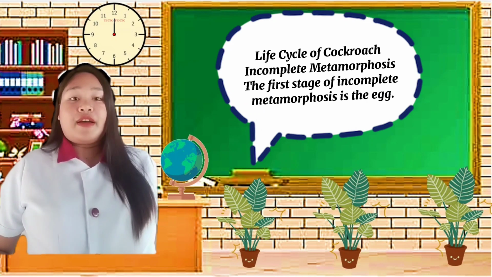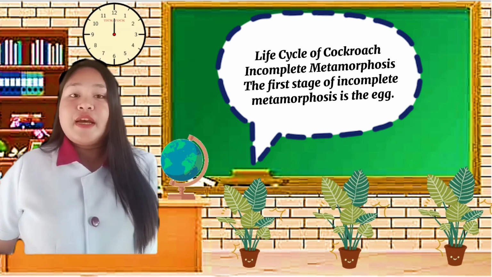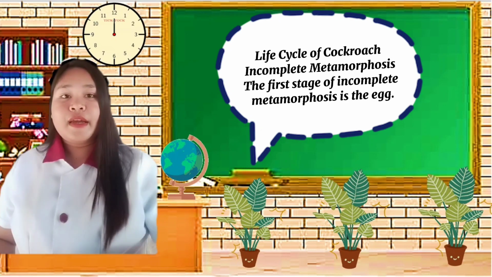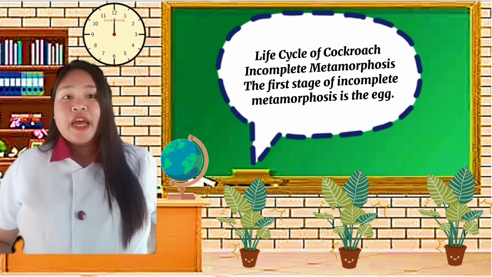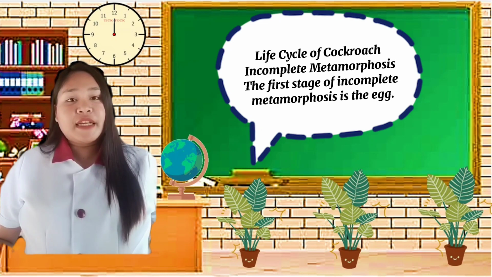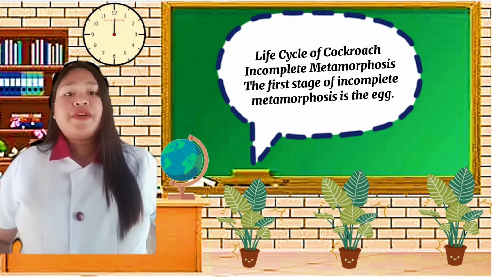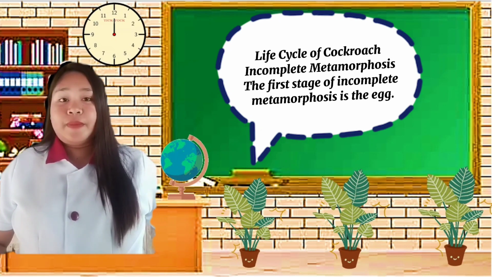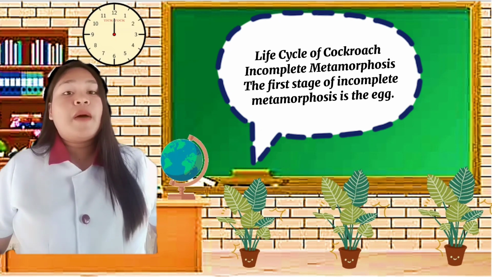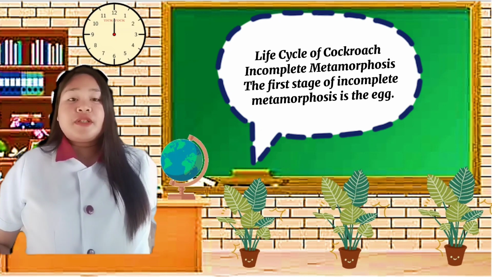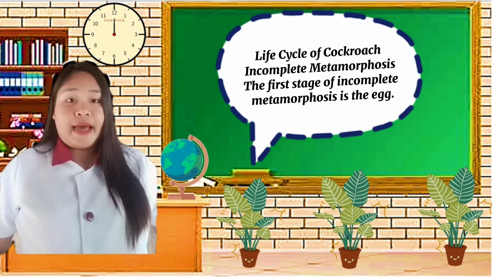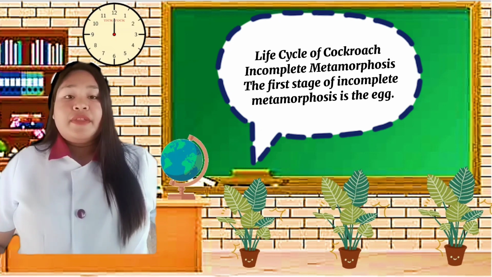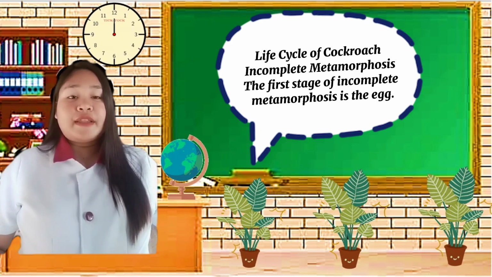The life cycle of a cockroach. Incomplete metamorphosis. The first stage of incomplete metamorphosis is the egg. During this time, the insect will hatch into a form called a nymph. The nymph is basically a small version of the adult insect. This is very similar to how a child looks like his or her parents. Once a nymph outgrows its exoskeleton, it will go through a process called molting, in which it leaves the old skin or exoskeleton behind. The new skin will harden and become the new exoskeleton. This will happen many times until the insect finally becomes full size.